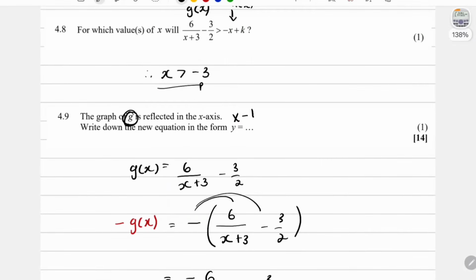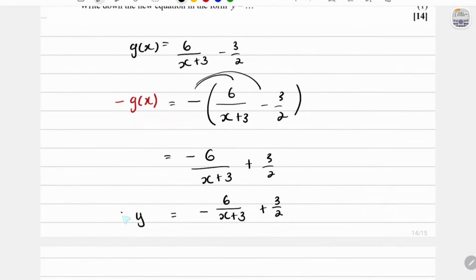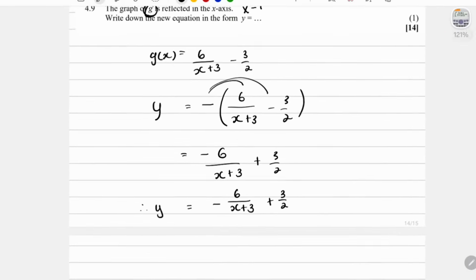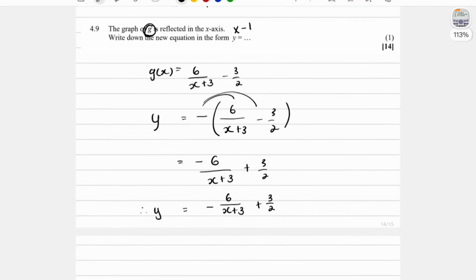And they did say we're going to call it y is equal to. So that is our new graph. Y equals that. Okay, so that is it for question 4. Now we move on to question 5.